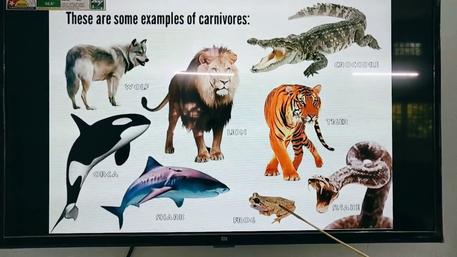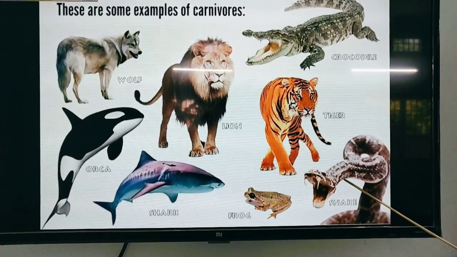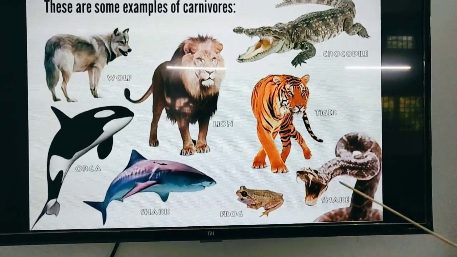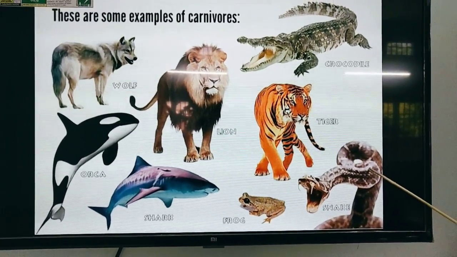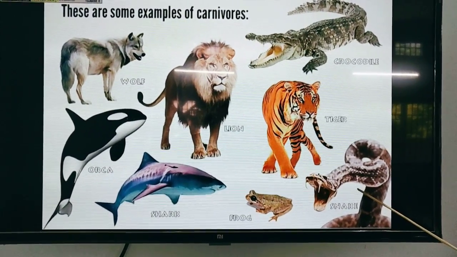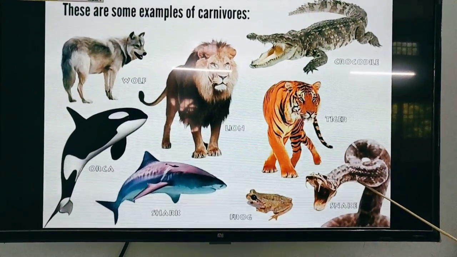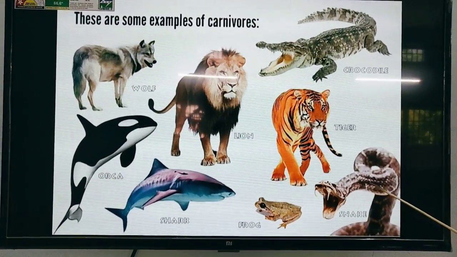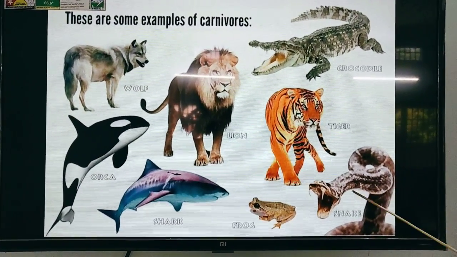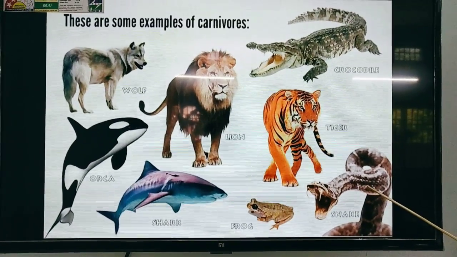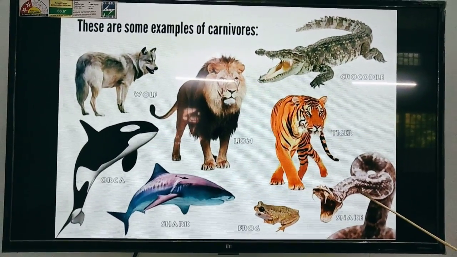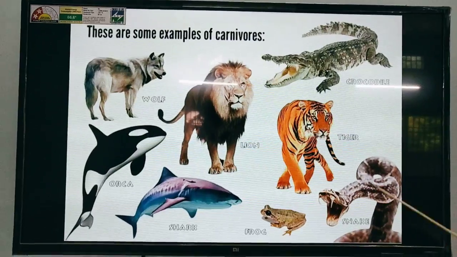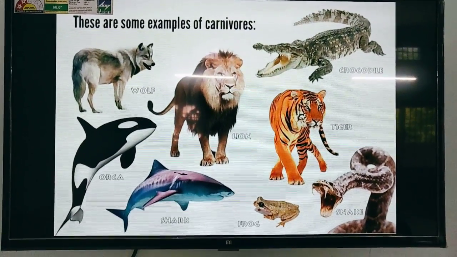here you can see frog is very near to the snake, so it eats the frog. Sometimes people thought that snake drinks milk. So in some festivals they feed milk to snakes, but it doesn't drink. So we don't need to give milk to snakes. It is a carnivore. It doesn't take milk, right?